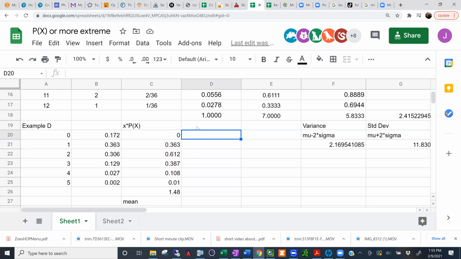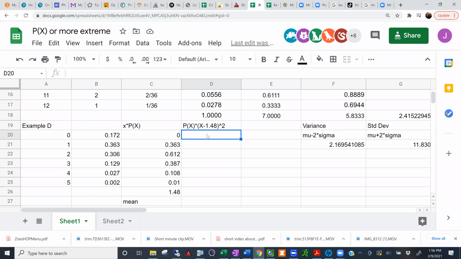Now, let's come up to the next column and calculate the variance. So I want P of X times X minus 1.48, squared. Because remember, I'm going to take X minus mu. Mu in this case is 1.48. So I'll just type in that 1.48.